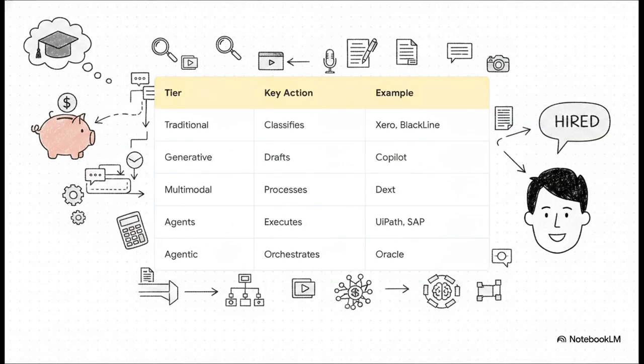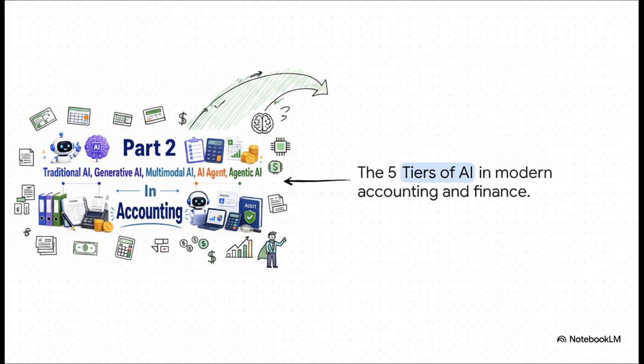Okay, if you want to absolutely crush your upcoming job interviews, this right here is your cheat sheet. This is a practical breakdown mapping real-world accounting software to these 5 specific AI capability tiers. Trust me, if you can confidently explain the difference between Xero's traditional AI matching and Oracle's agentic AI workflow orchestration, you are going to stand out to absolutely any hiring manager. By really mastering this evolutionary arc, from basic traditional data classification all the way up to agentic workflow orchestration, you can confidently position yourself as a tech-forward asset to any future employer. You aren't just a student learning debit and credit rules anymore. You are a future professional learning how to command the technology that manages those rules.